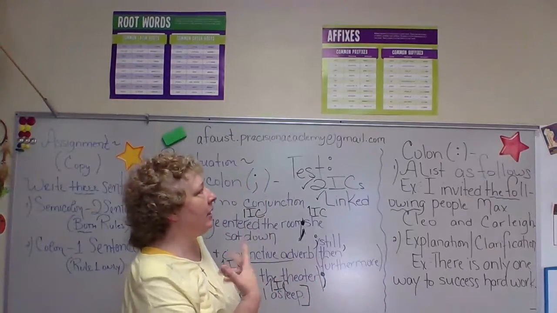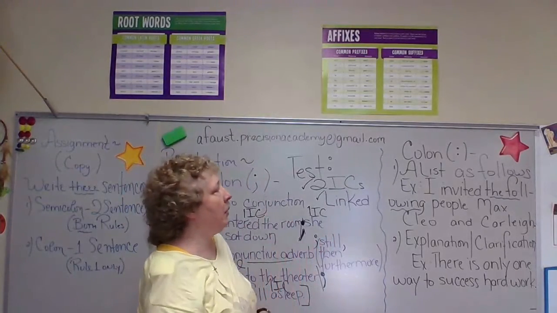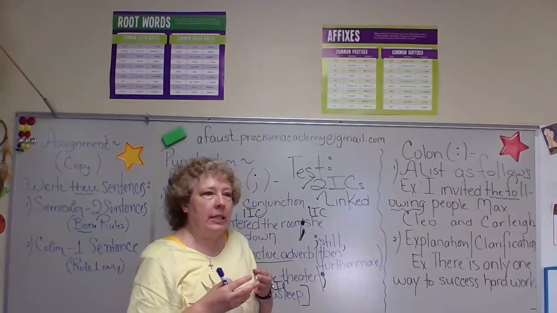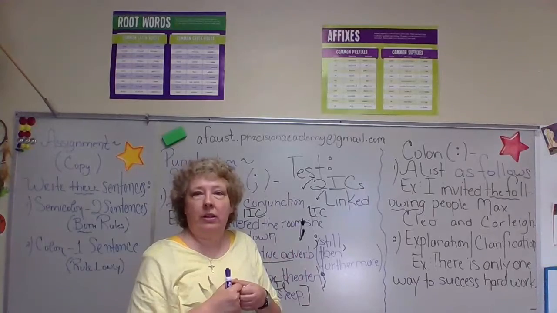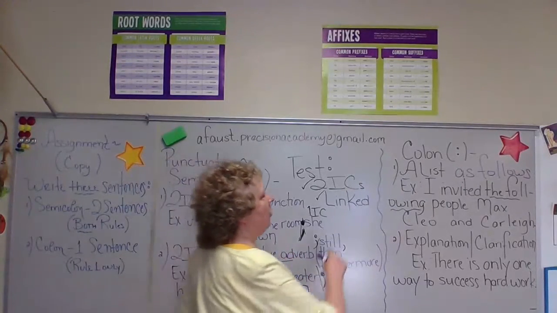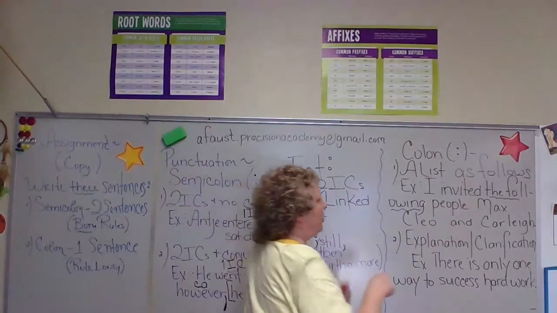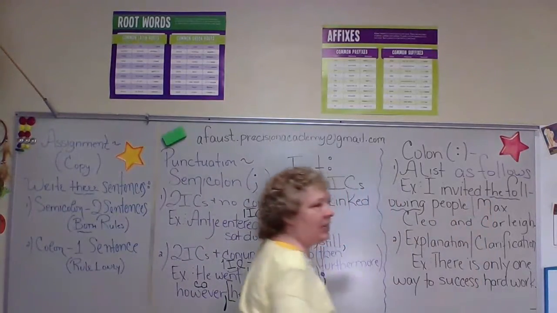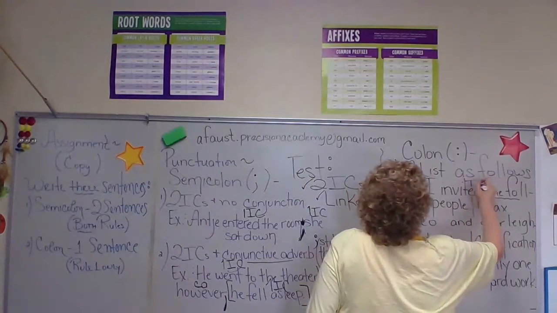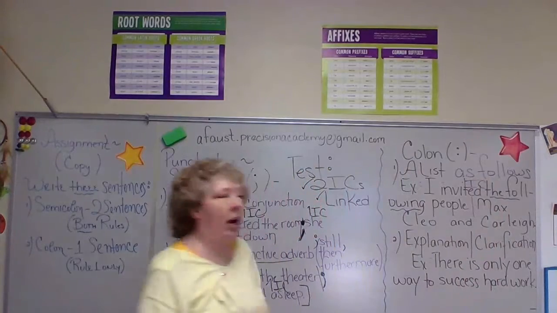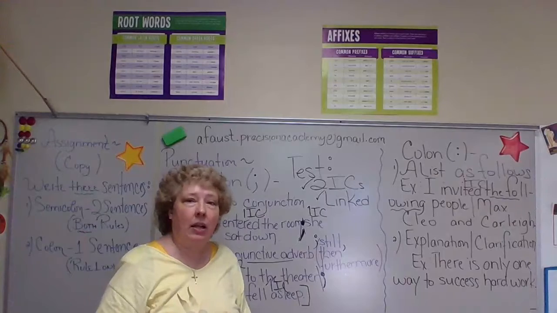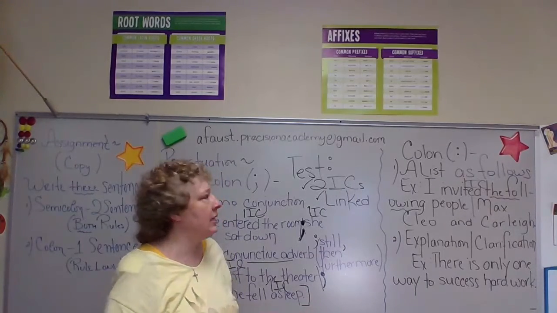Okay. What I like about the colon, especially like the list, for example, is the colon and its rules. Well, the rules could be a combination of different rules, in other words, from different punctuation marks. And you'll see that in a second. So I invited the following people. So we go up to here. And that is what? Is that an IC? It is. Now, Max, Cleo, Carly is what? A DC. Good job. It's a dependent clause. It's not a complete thought, is it?